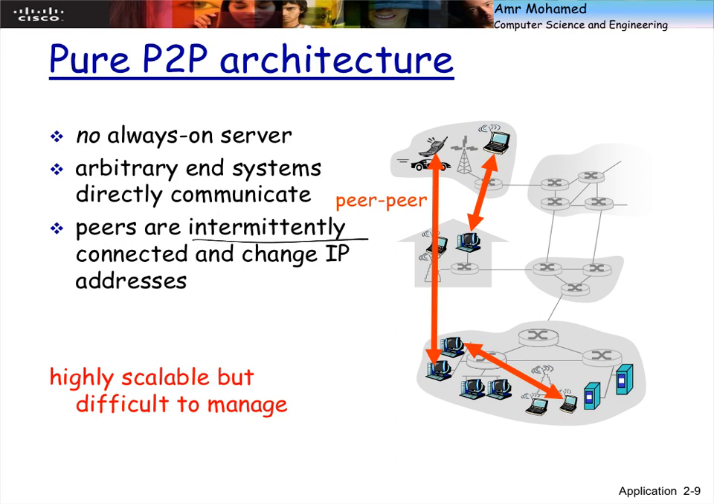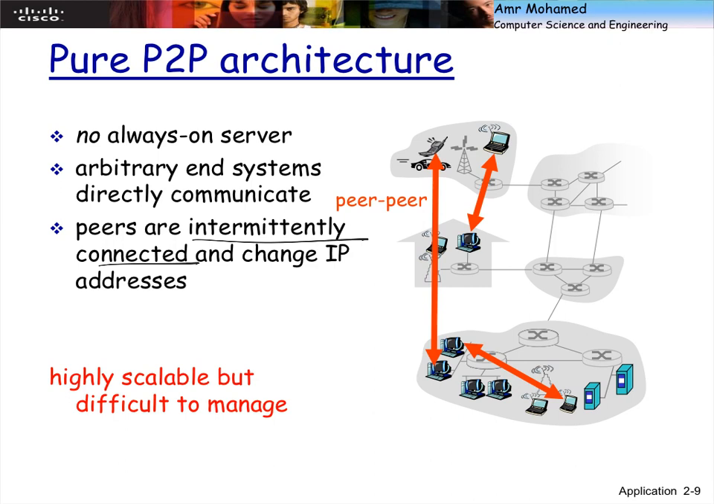Peers are intermittently connected. So you should not assume that the peer is always on, because it's not a server. If it's on, then you can connect to it. And sometimes you can connect to multiple peers at the same time. Okay? So this actually enhances the scalability.